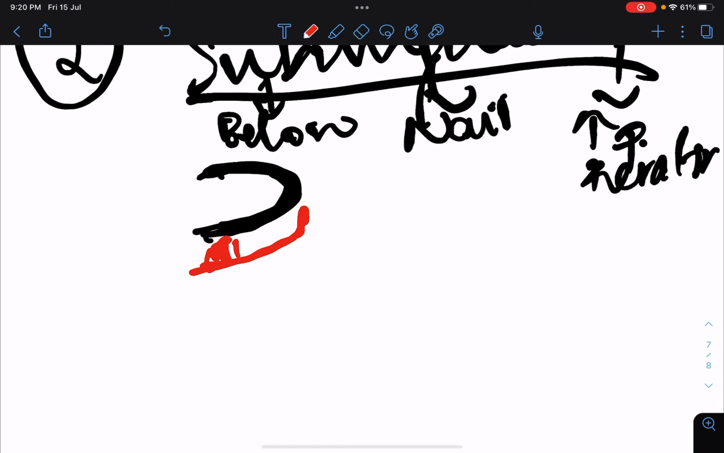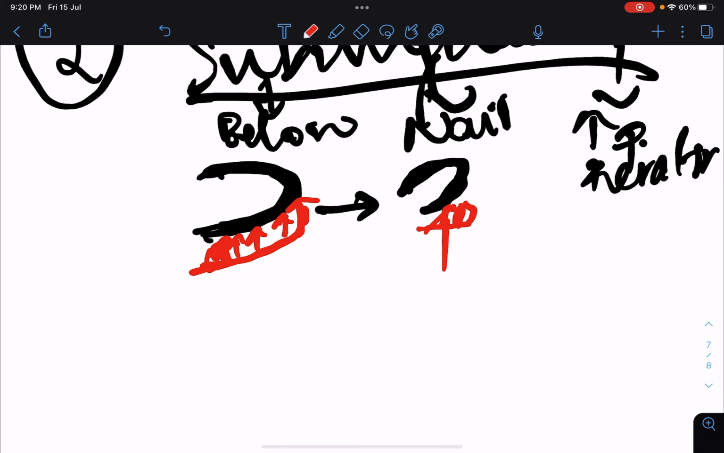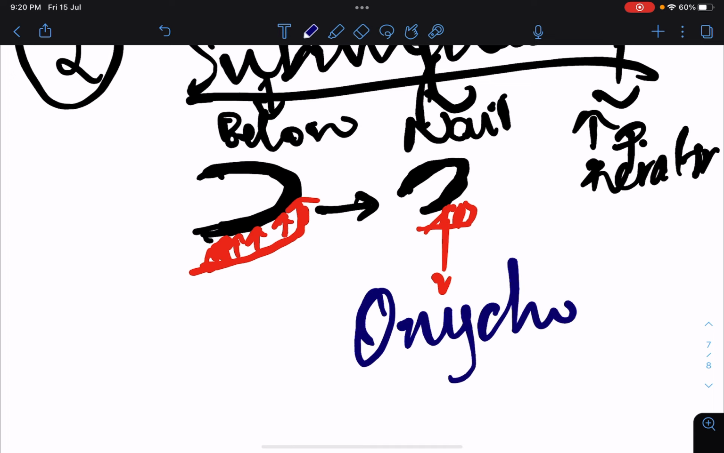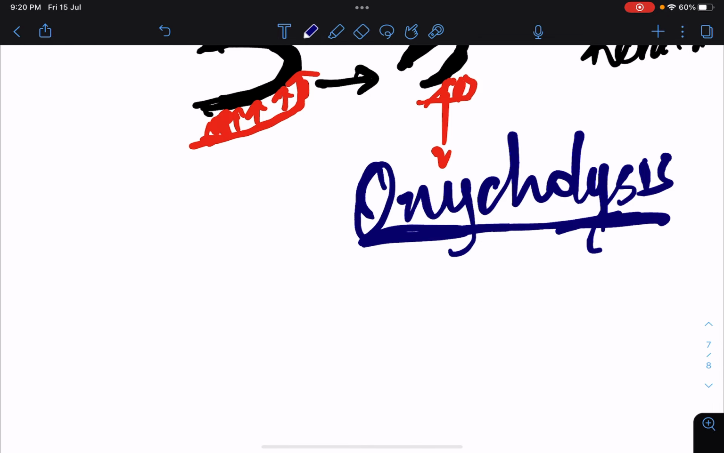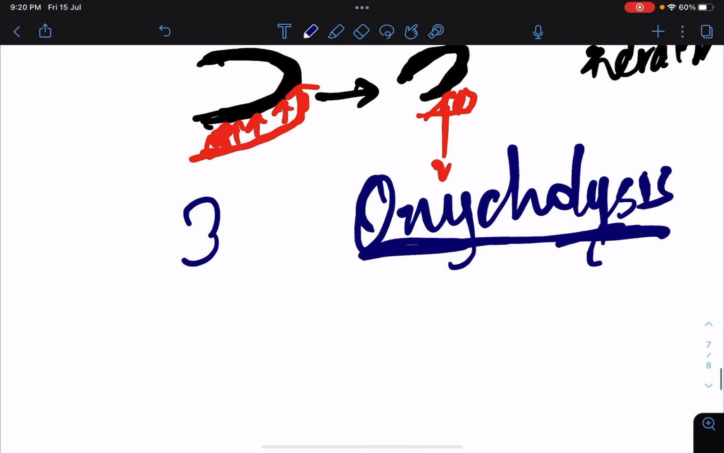There's going to be a lot of proliferation, so a lot of cells are going to go upwards, and when they go upwards, they basically push the nail plate upwards. Instead of the nail bed and the nail plate being together, the nail plate is now pushed upwards, and this entire process is called onycholysis. Onycho means nail, and lysis means complete breakdown. So that's subungual hyperkeratosis that can lead to onycholysis.